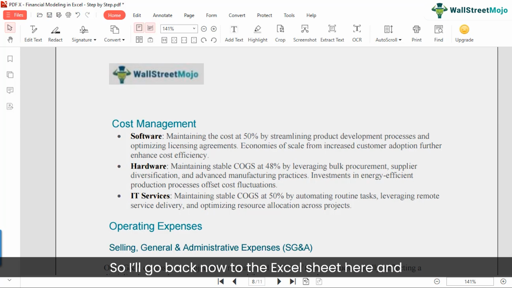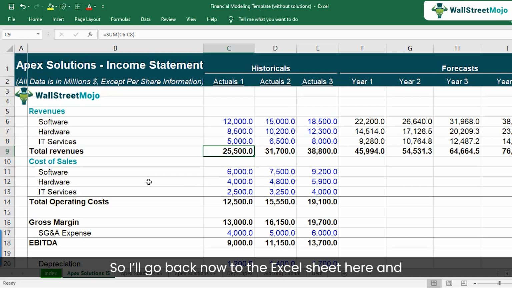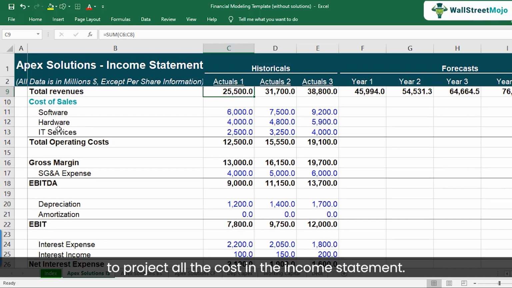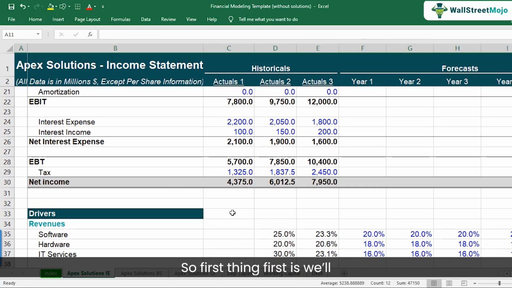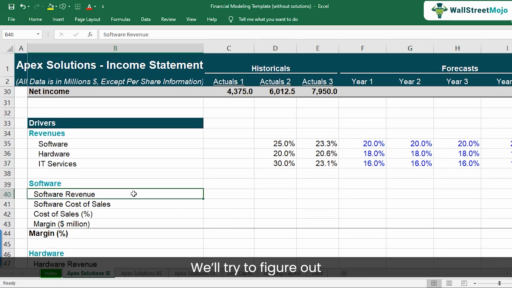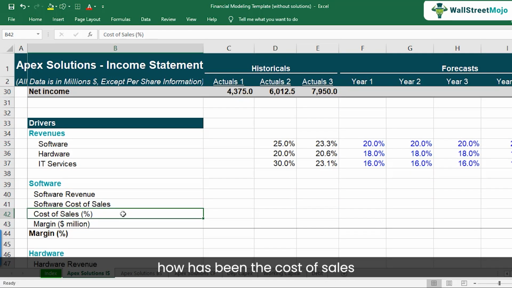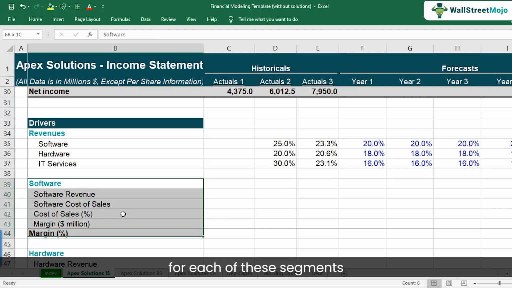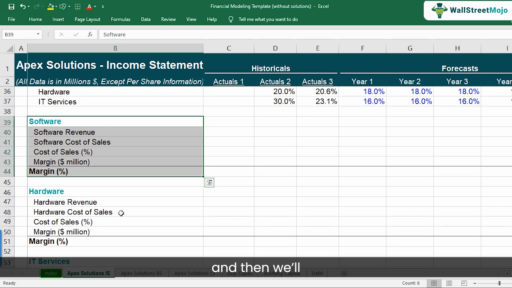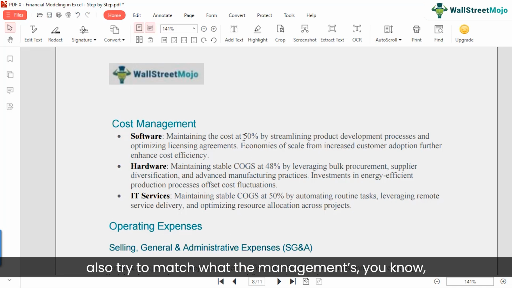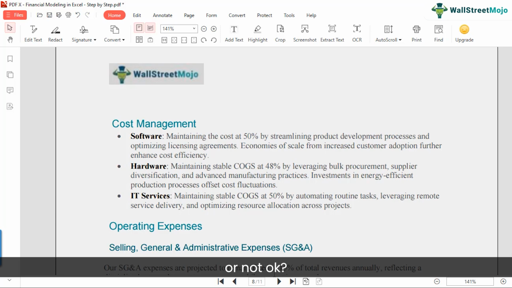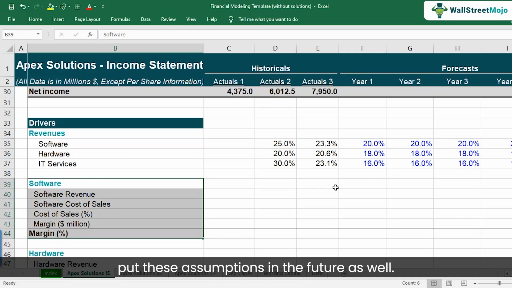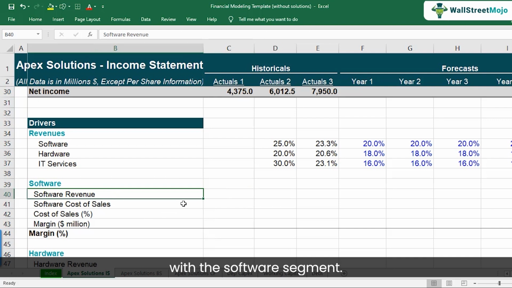Okay, so I'll go back now to the Excel sheet here, and we basically want to project all the costs in the income statement. So we'll get started with cost of sales for these three because we already know the assumption. So first thing first is we'll do a kind of a historical analysis here. We'll try to figure out how has been the cost of sales as a percentage of revenue for each of these segments, like the software, hardware, and IT services. And then we'll also try to match what the management's projections are all about and if they fall in line or not. Okay, and based on that, we'll put these assumptions in the future as well. So let's get started here with the software segment.